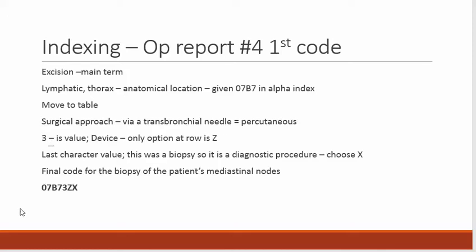That value is 3. There's only one option under device, which is Z, and then the last character value is X because this was diagnostic in nature. The code for the transbronchial biopsy of the lymph nodes of this patient is 07B73ZX.